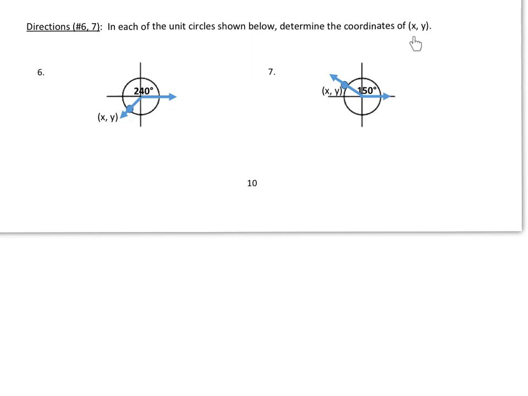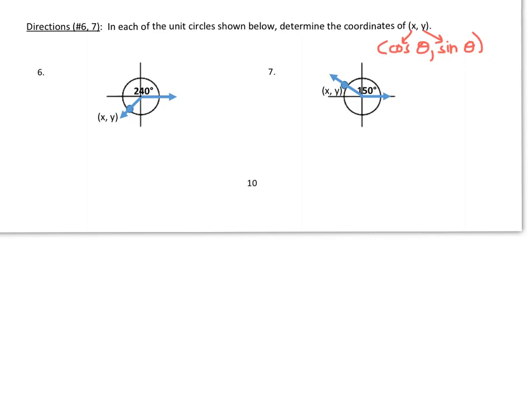Now, if we remember, x corresponds with cosine of the angle, and y corresponds with sine of the angle. Okay, so you can just write that out in your notes right here. The x value corresponds with cosine of our angle, and the y value corresponds with sine of our angle. Okay, it goes alphabetically. X comes before y in the alphabet, C comes before S in the alphabet. That's how you can remember which one goes with which.